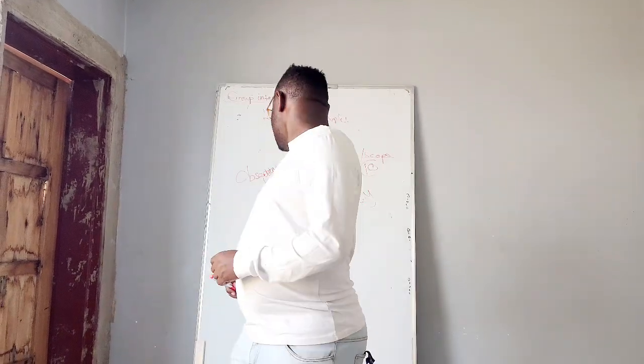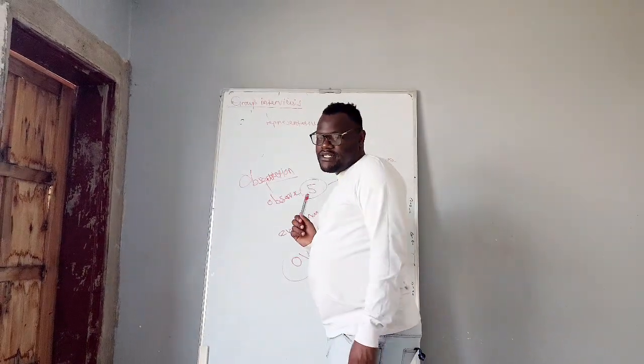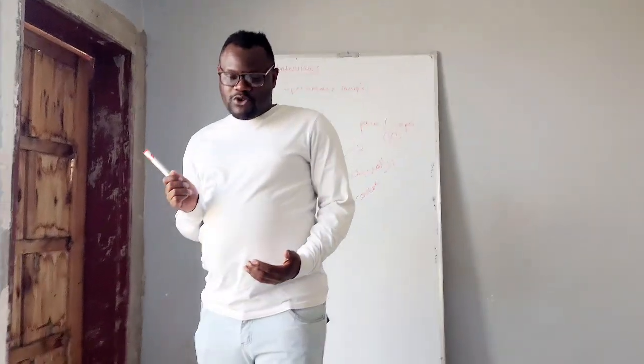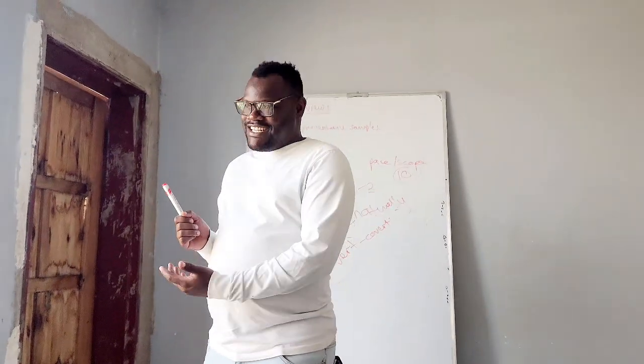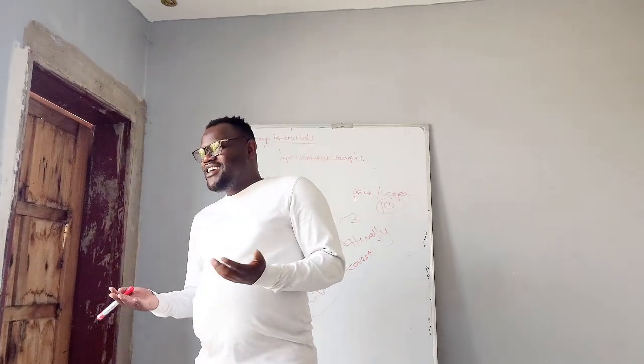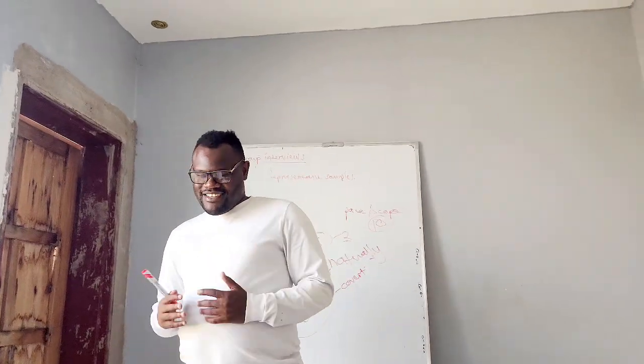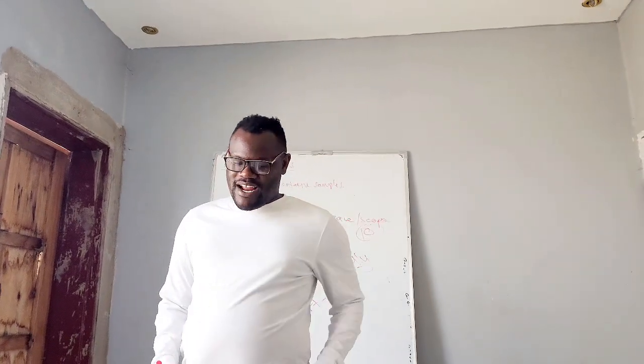So next lesson, we are starting on covert participant observation, and in covert participant observation, the researcher secretly observes. Overt is open, then covert is what? It's secret. Yes. Now we see.